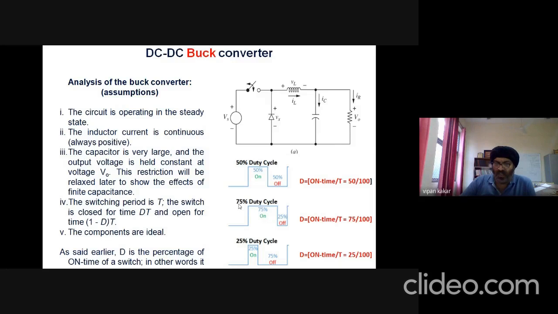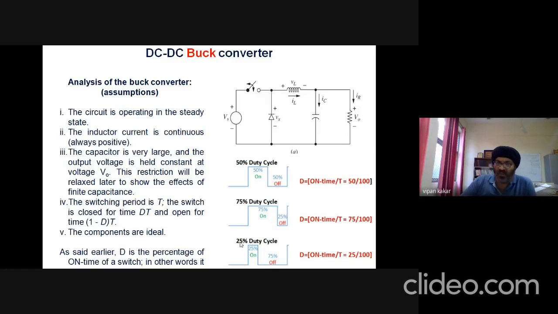Now, taking the example of a 75% duty cycle means that for 75% of the total time period T, this switch is on, and only 25% of the time it is off. So the value of D over here is 0.75, which is T on divided by T. T on is 75, and the total T is 100, which is the sum of T on and T off. So on time divided by T is 75 divided by 100, which is 0.75.